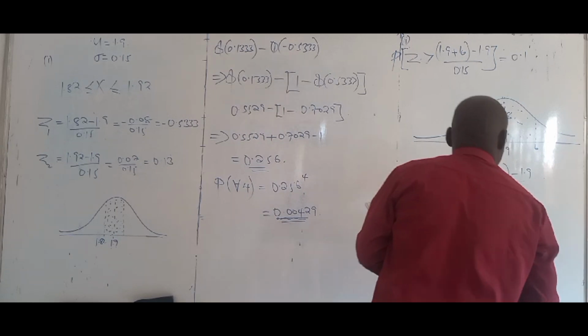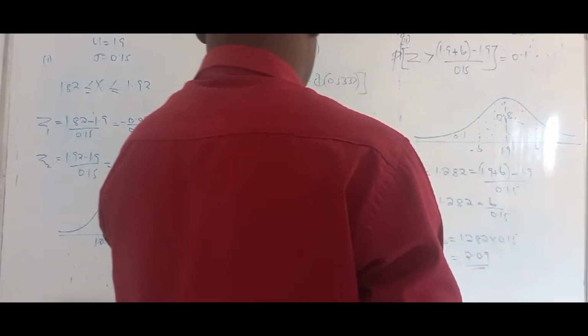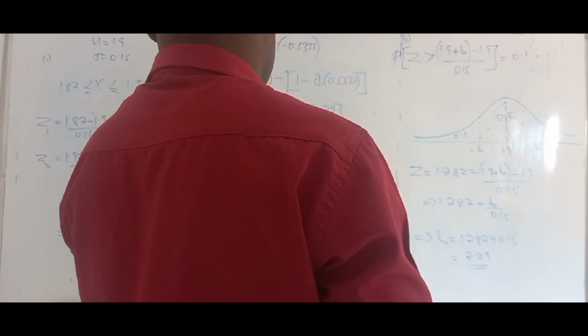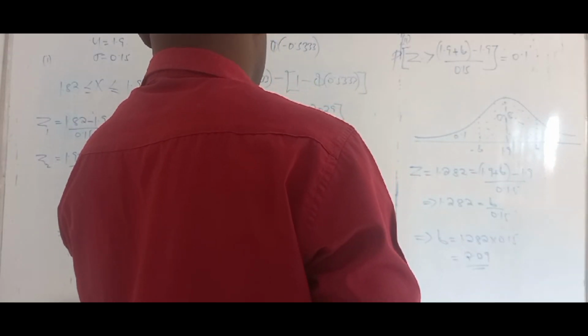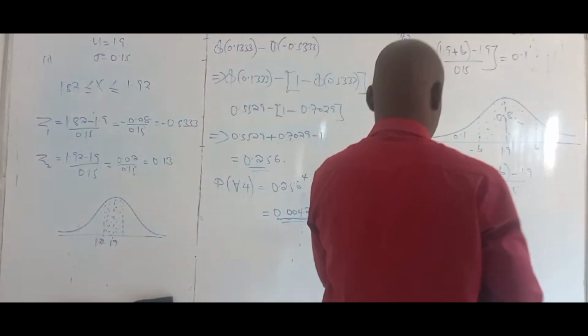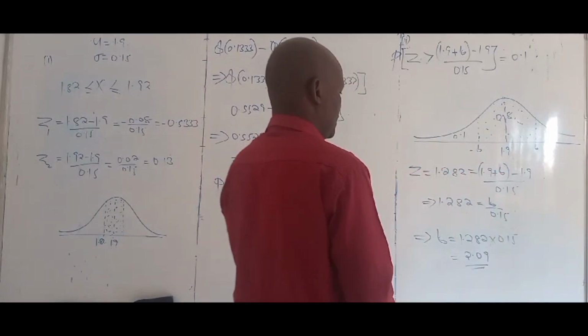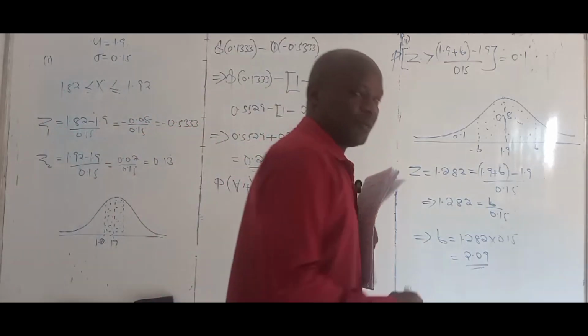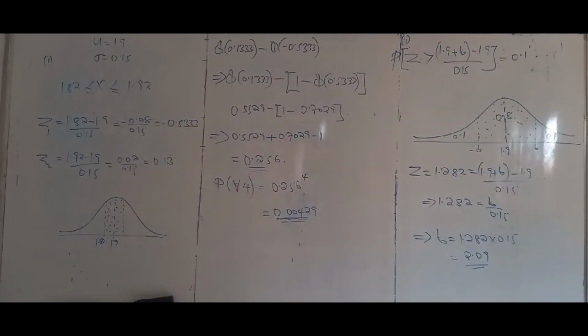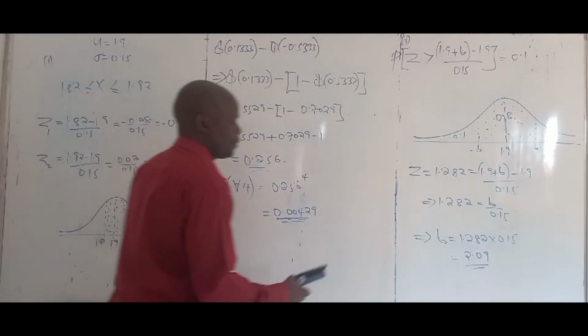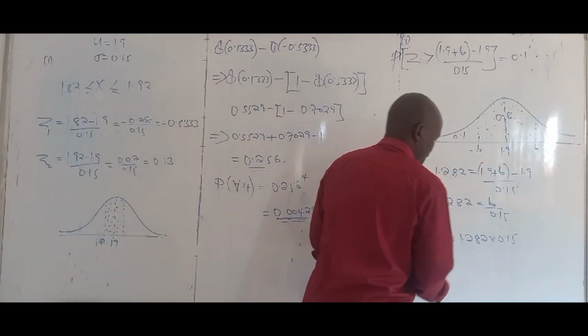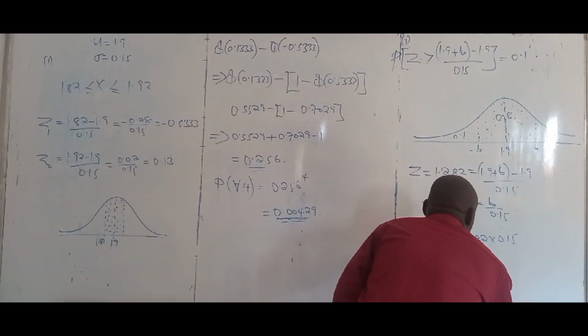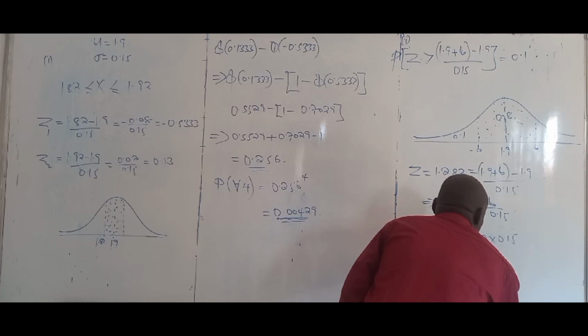So upon multiplying that, you should get 2.09. That should give you 2.09 on the upper hand. And if you are to get, just a minute. This should give you 0.1923.